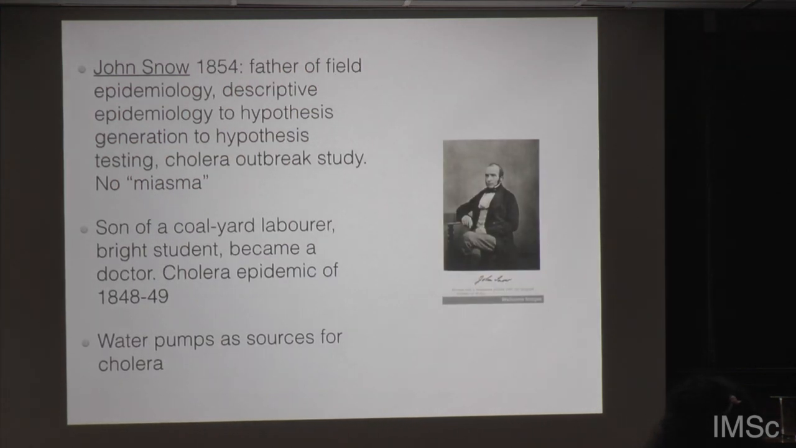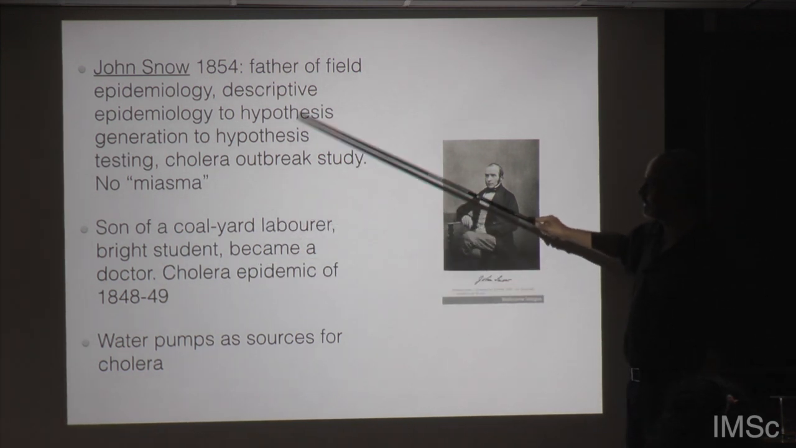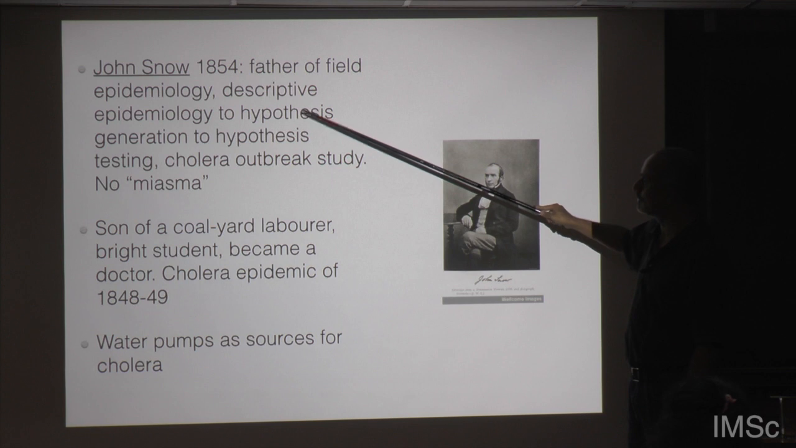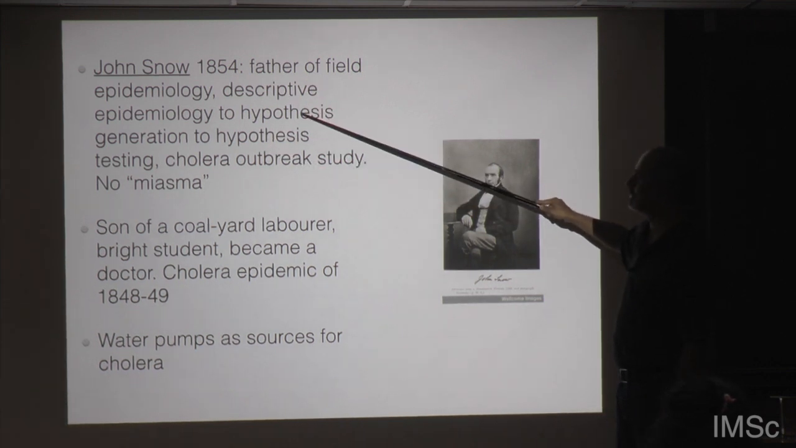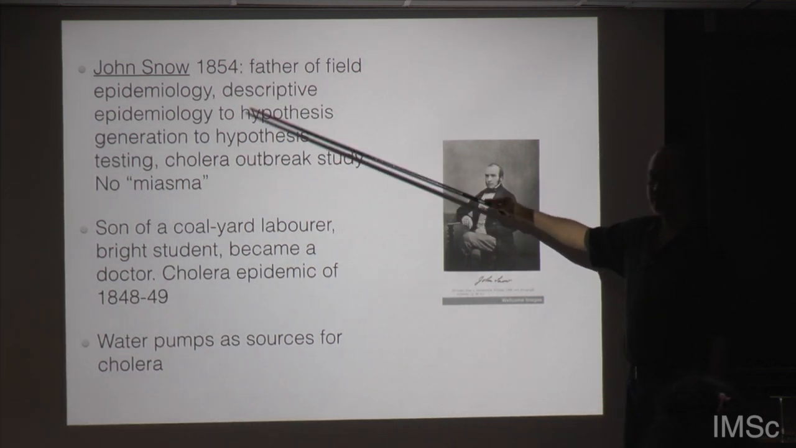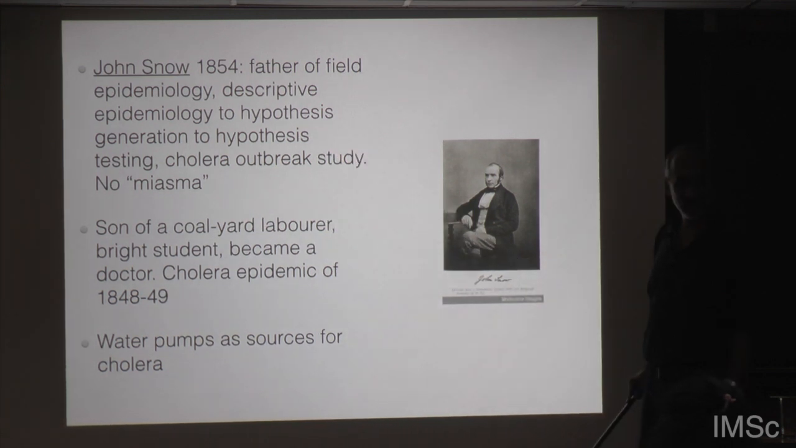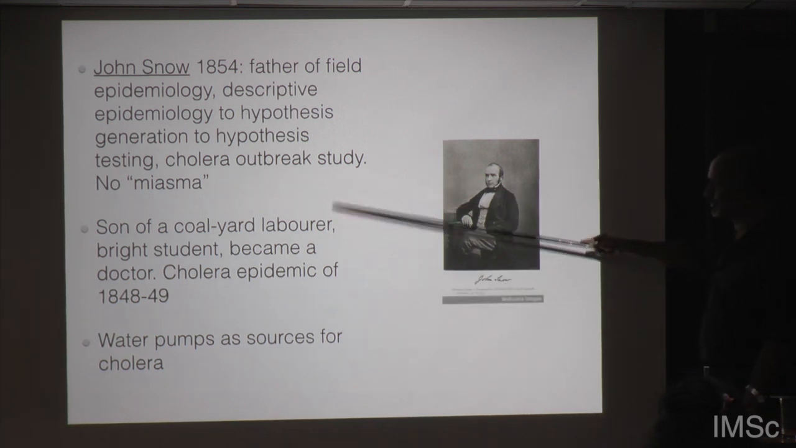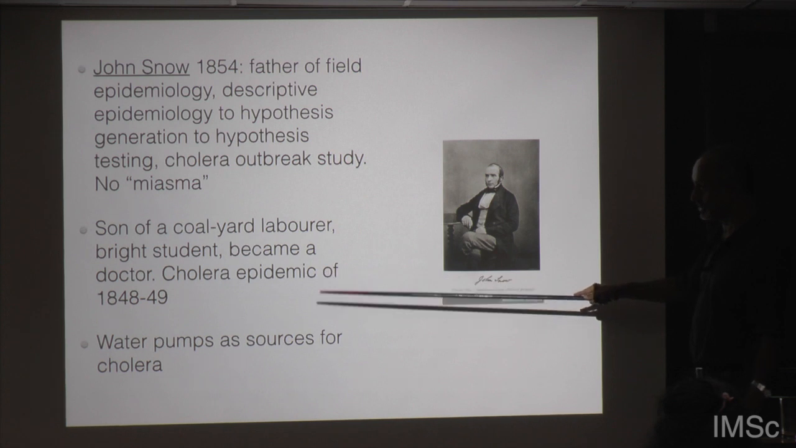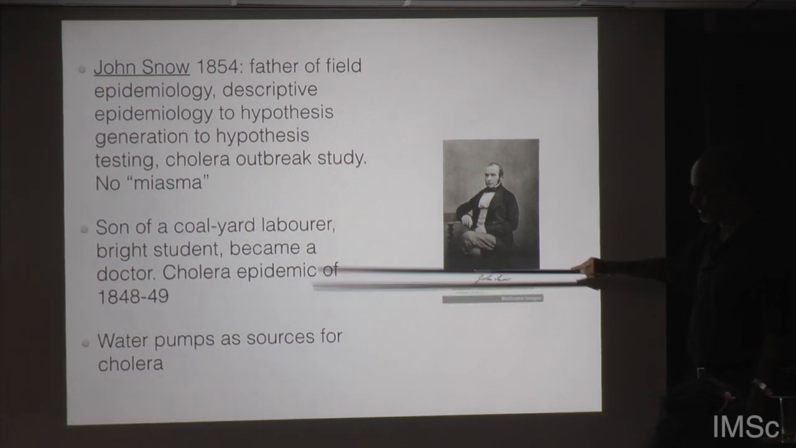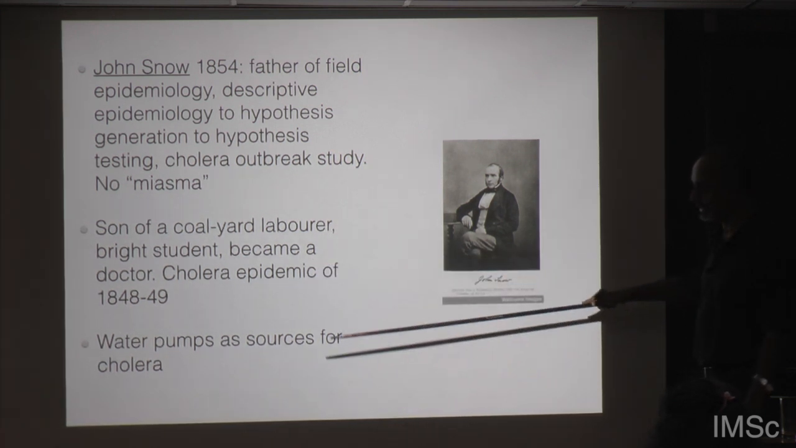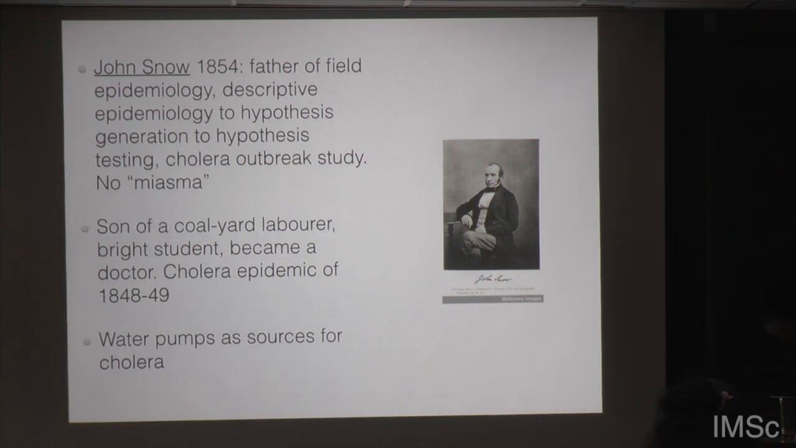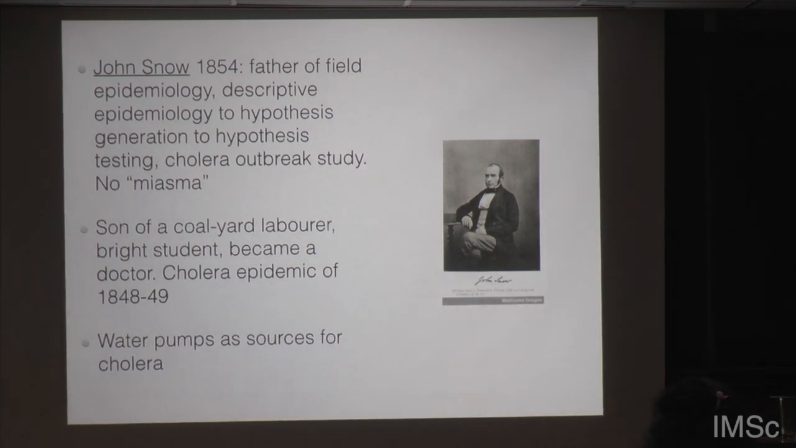This gentleman here, and there's an interesting story, is John Snow, who's known as the father of field epidemiology, and he used epidemiology to make hypotheses, to test hypotheses, and this was applied to the cholera outbreak study that he did. And I'll tell you a little bit about that. He came from a fairly poor background. He was the son of a coal yard laborer. He was a bright student and was around during the time of the cholera epidemic of 1848 and 49. And he identified water pumps as sources for cholera. How he did it is actually fairly interesting.